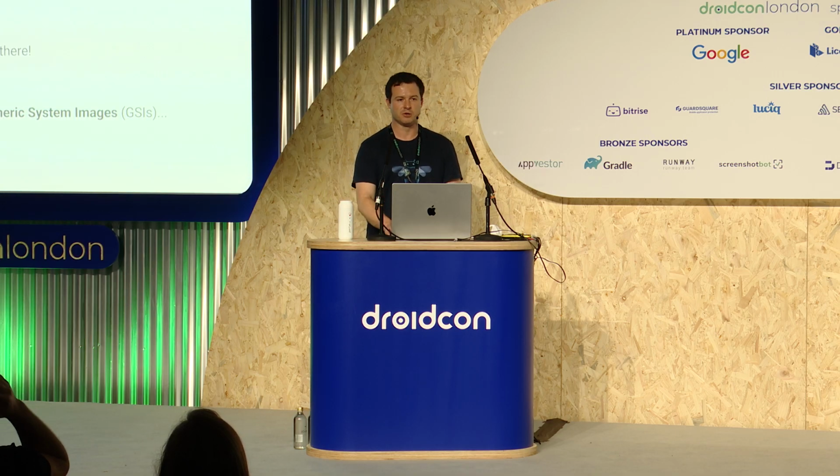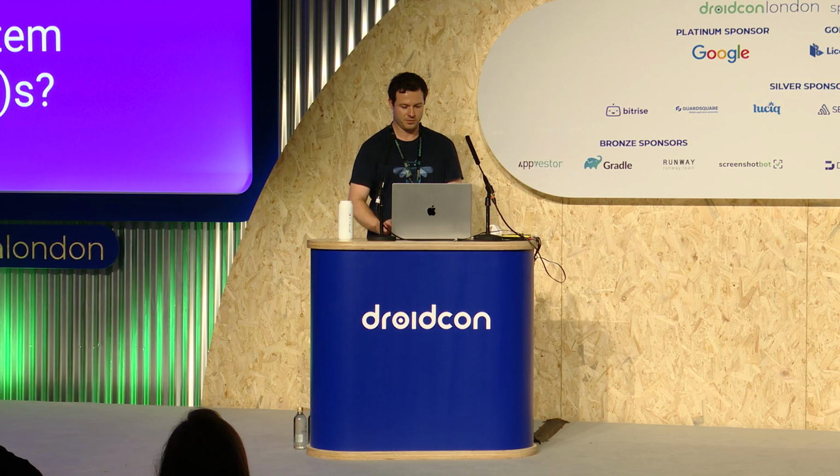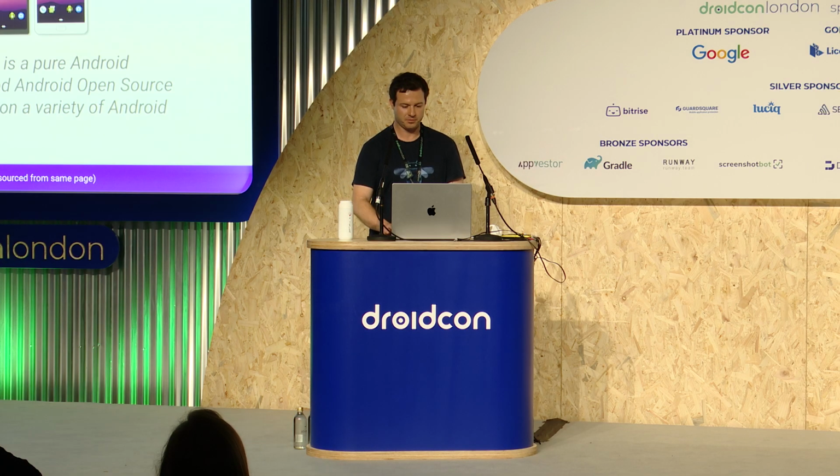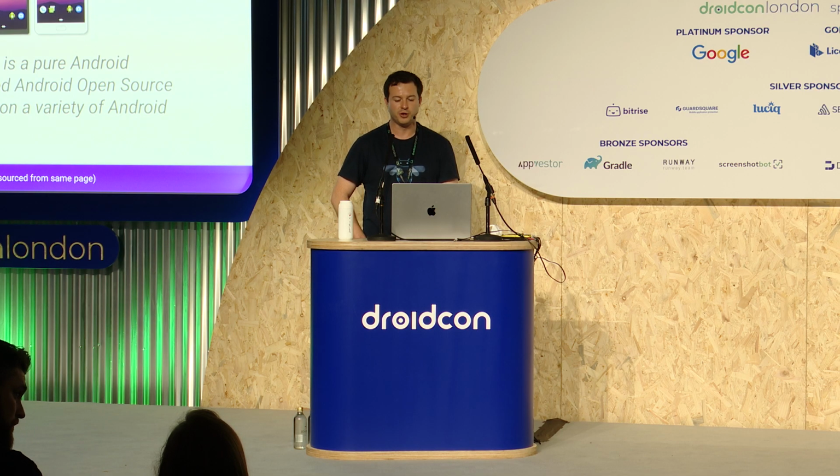Well, firstly, we need to talk about generic system images. So what are generic system images, or GSIs? From the Android developer website, a generic system image, or GSI, is a pure Android implementation with unmodified Android Open Source Project, AOSP, code, runnable on a variety of Android devices.